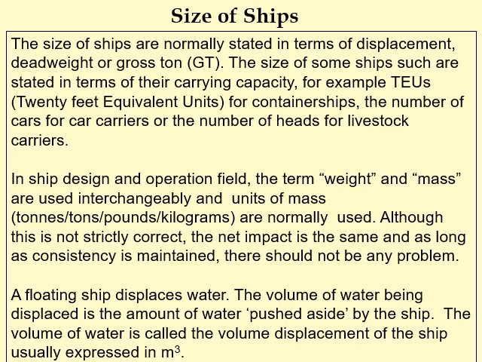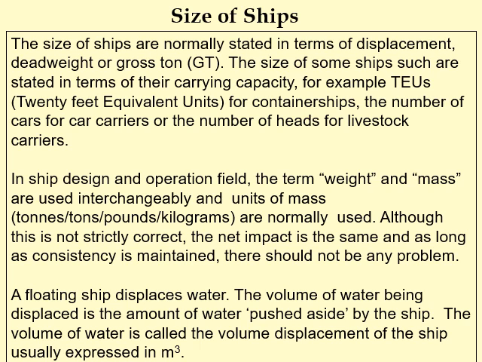So the explanation is given in these slides, where you can read on your own how the size of ships can be stated in terms of displacement, deadweight, or gross ton. And there are some other special ships, such as the container ship, which are stated in terms of TEUs, twenty-foot equivalent units, and also car carriers, livestock carriers and so on.